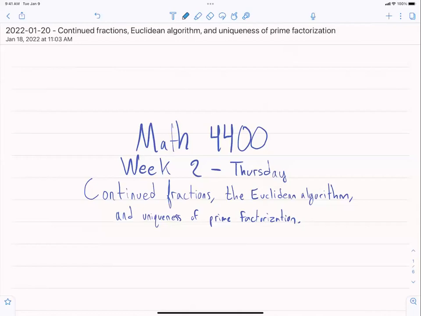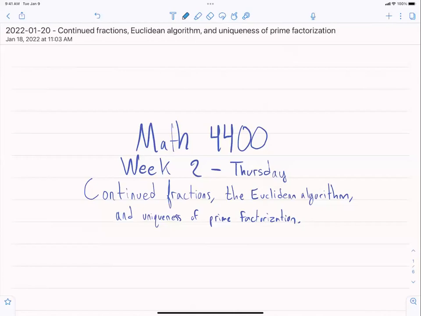So today the video is about continued fractions, the Euclidean algorithm, and uniqueness of prime factorization. What we're going to do today is first formalize some ideas about continued fractions that we introduced in class and the connection with the Euclidean algorithm. Then we're going to explore another consequence of the Euclidean algorithm. It's a theoretical consequence called the fundamental theorem of arithmetic. And using that, we're going to establish the uniqueness of prime factorizations.